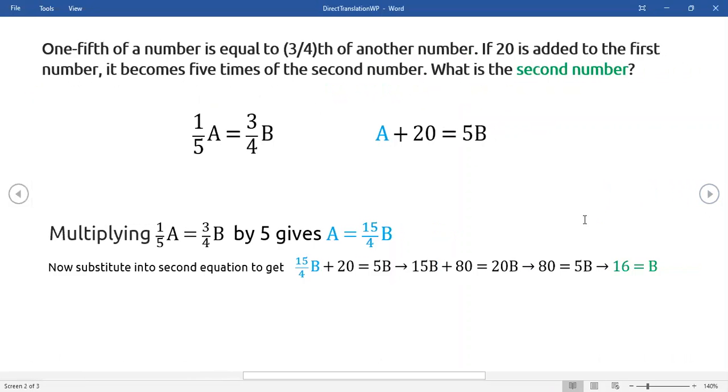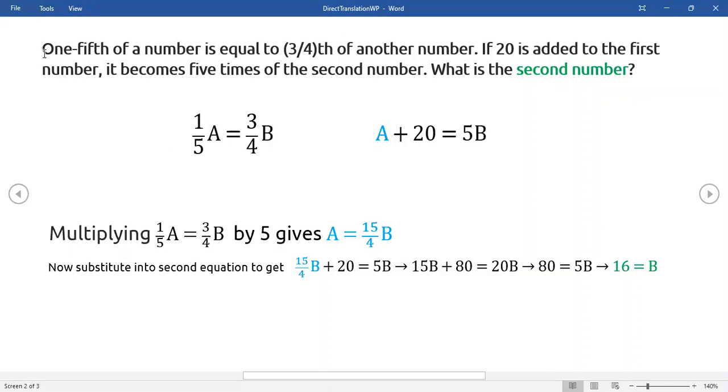All right, now I recopied it here for you, but again, it says 1/5 of a number is equal to 3/4 of another number. So you would think of this as the first number, and then the other number would be the second number in this context here. I'm going to let A be the first number and B equal the second number. This is really what I mean by directly translating it. It's like the courtroom stenographer. You're letting the math take over and you're getting rid of all the English.